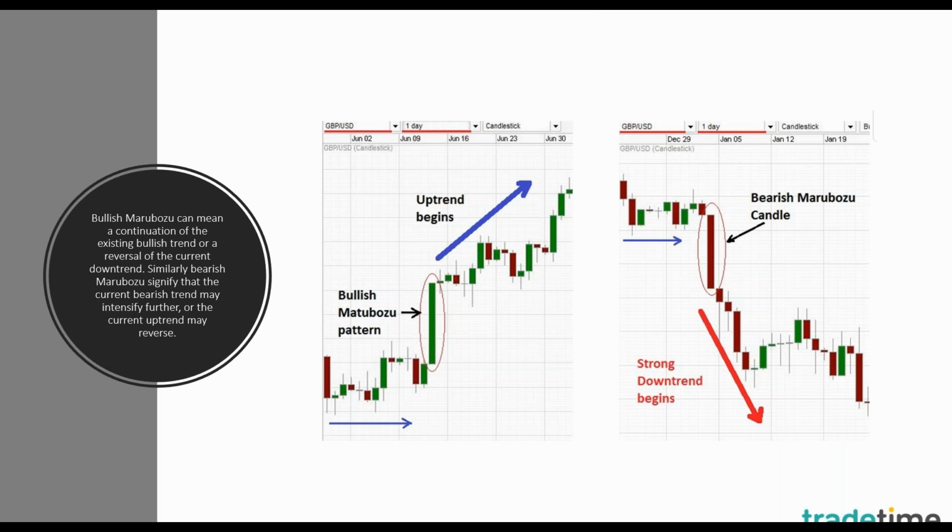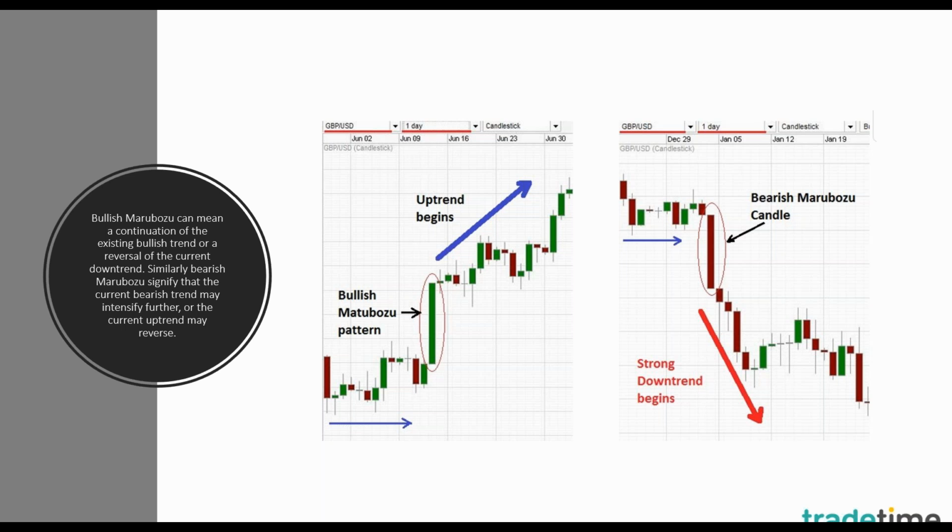So a bullish Marubozu can mean a continuation of the existing bullish trend or a reversal of the current trend. Now, remember when I told you when we were looking at the chart, a lot of it has to do with where you see a particular candle and where it appears in a trend. So when we see a bullish Marubozu appear somewhere in a downtrend or in a congestion pattern, it's telling us that we have the beginnings of a very strong uptrend.